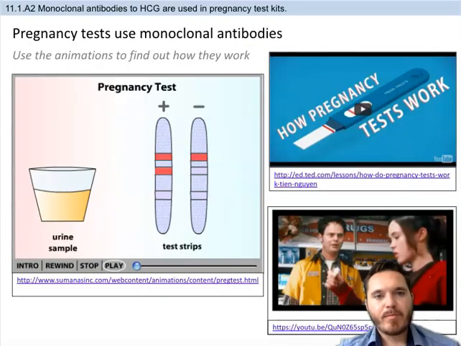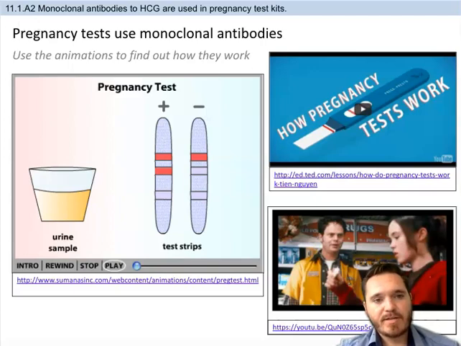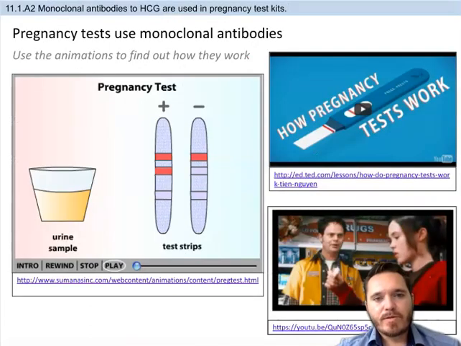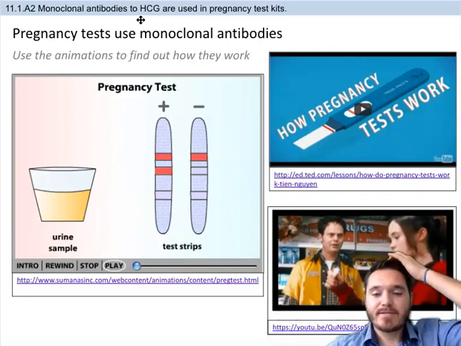For this statement, monoclonal antibodies to HCG are used in pregnancy test kits. I believe all that you really need to know as far as the IB exam is just that the monoclonal antibodies that we spoke about in the previous slide, that are produced by fusing the plasma cell to the tumor cell to make the hybridoma cell, another function of those antibodies is for pregnancy test kits.